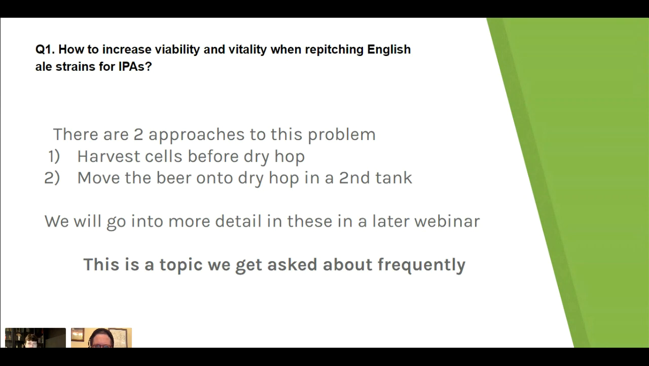Now, we are going to address this a lot more with more pictures in another webinar, but we'll give you the Coles notes now. So there's two main options. You can either harvest cells before the dry hop, or you can move the beer into a secondary tank that has the dry hops already in it. So harvesting yeast cells off your main tank becomes a breeze.